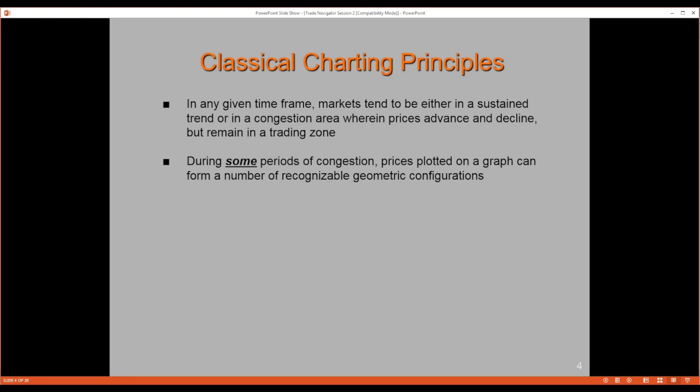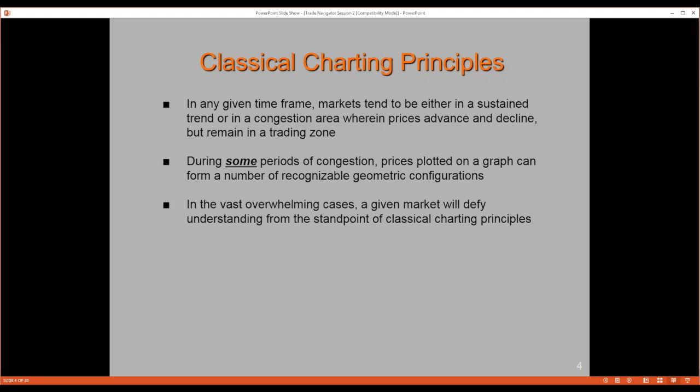You know, during some, and I want to emphasize the word some, periods of congestion, prices plotted on a graph can form a number of recognizable geometric configurations, and I'll touch on the word some later. I'll try to open that up and unpack that a little bit. In the vast, overwhelming majority of cases, a given market will defy understanding from the standpoint of classical charting principles.